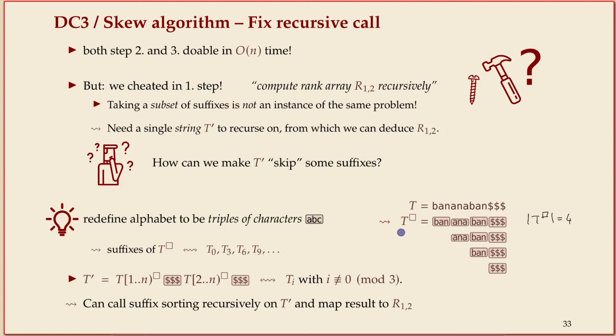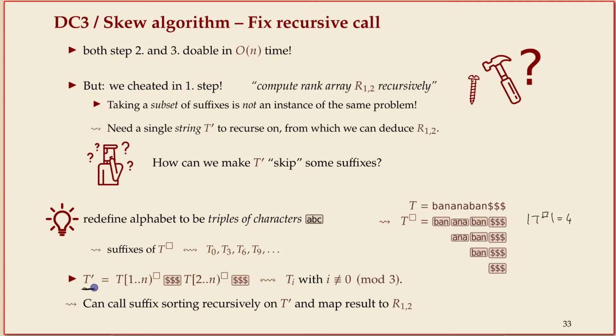Now the main trick is if you take the suffixes of t box, these are exactly the suffixes that start at 0, 3, 6, 9, and so on. All the suffixes that start at multiples of 3. Okay, that's kind of the opposite of what we wanted. We wanted all those that don't start at a multiple of 3. But you can get that by just shifting things around a bit.